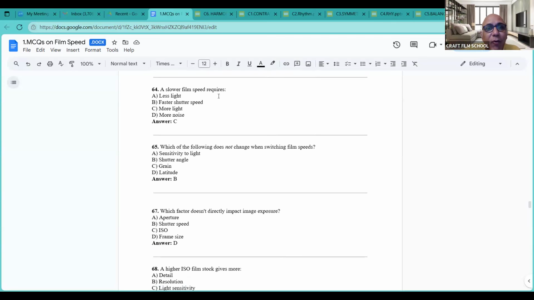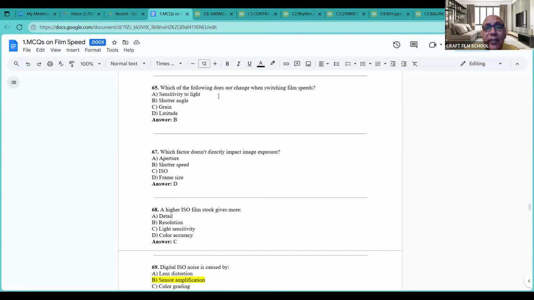A slower film requires less light, faster shutter speed. See, shutter speed can be slow or faster. It has nothing to do with it. The slower the film, more light would be required. That's why we shoot it in an outdoor situation. You don't shoot with a 25 ASA or 100 ASA or 50 ASA inside the studio. So the correct answer is more light, because the film is slow.